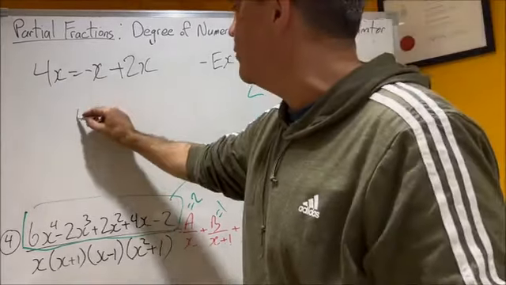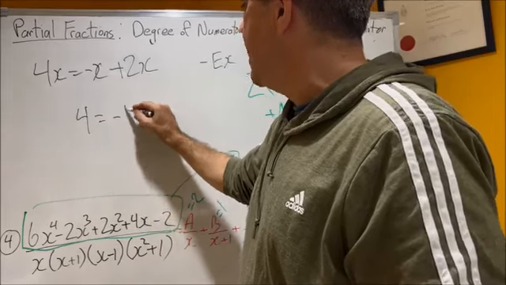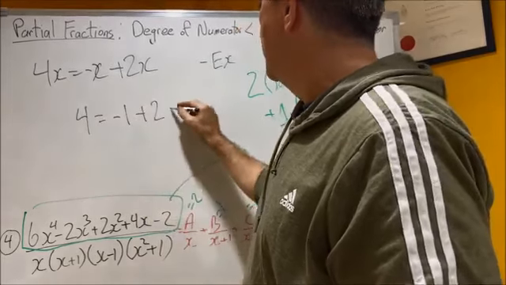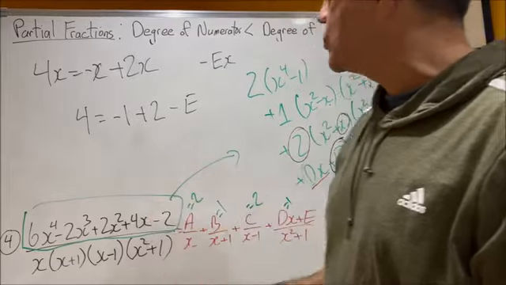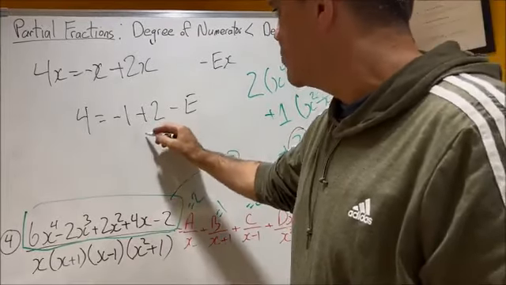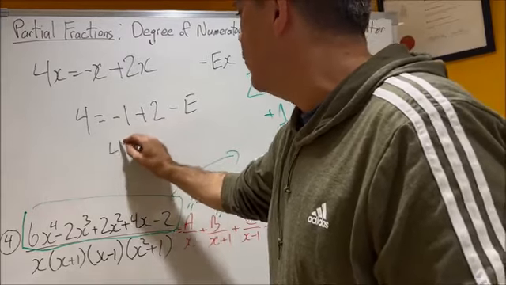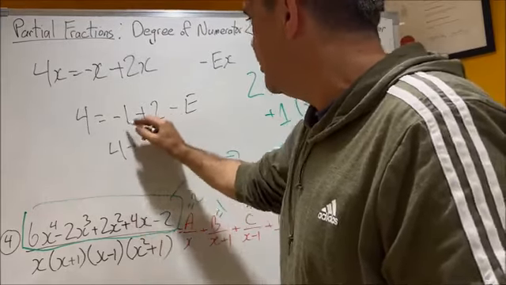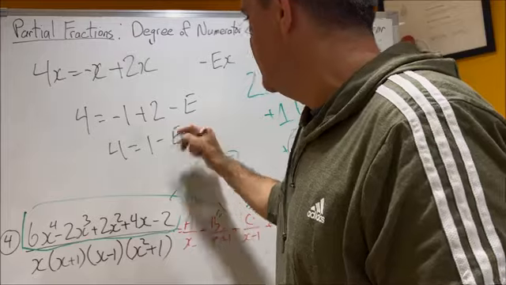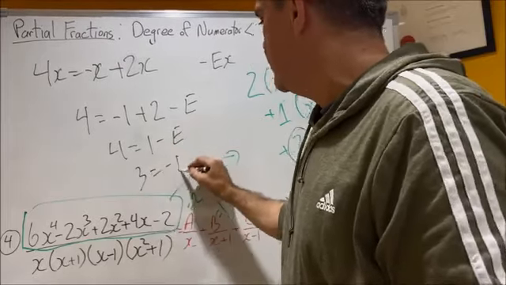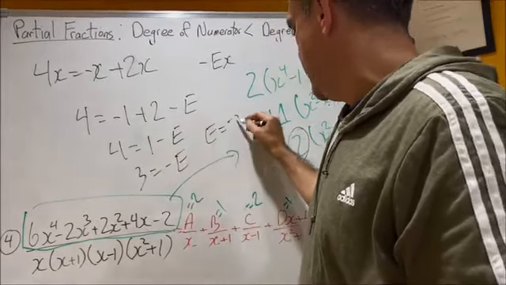Looking at the coefficients, 4 equals negative 1 plus 2 minus e. So 2 minus 1 is 1, right? That's 1. Subtract 1, so we get 2. So we get 4 equals 2 minus 1 is 1 minus e. So we get 3 equals negative e, so e equals negative 3.